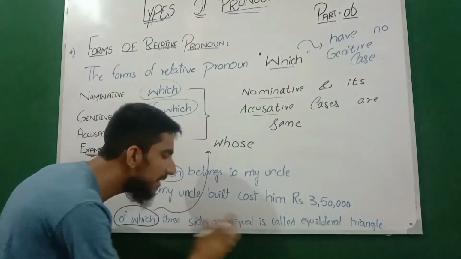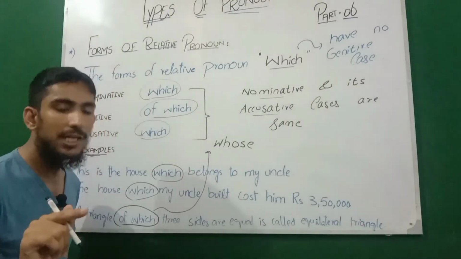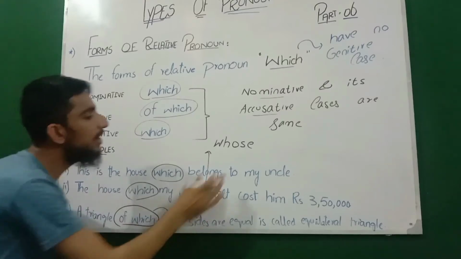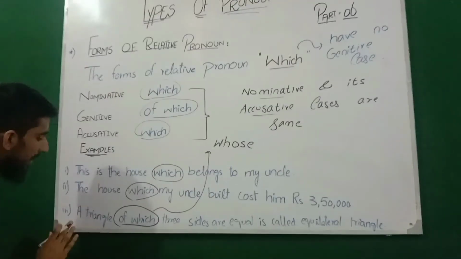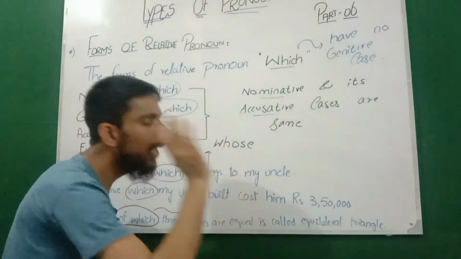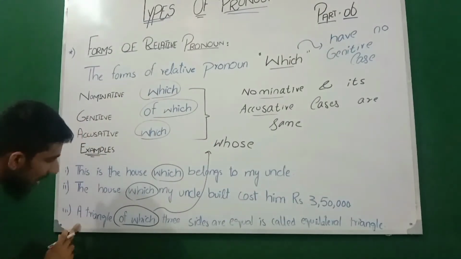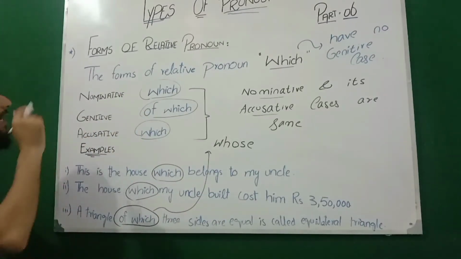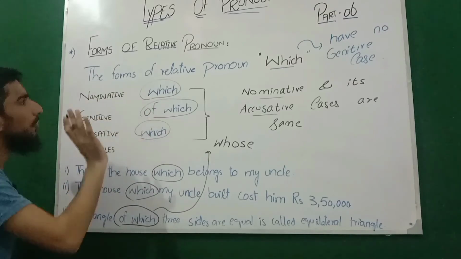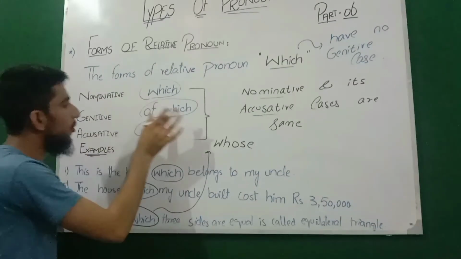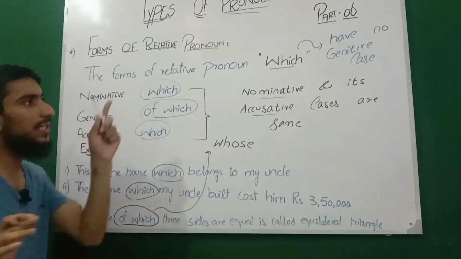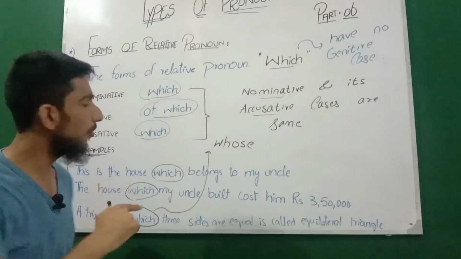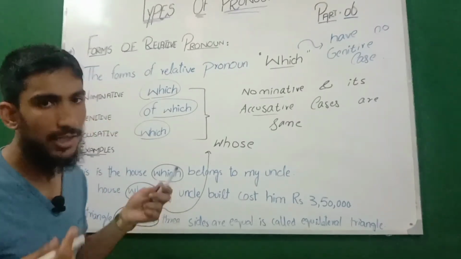Look at the example: a triangle of which three sides are equal is called an equilateral triangle. Now the modern English writers have written in their books that "of which" looks awkward, so they replace "of which" with "whose". So the sentence will be: a triangle whose three sides are equal is called an equilateral triangle. Hope you understand the concept of the genitive case of "which": in older English it was "of which", but nowadays we just use "whose" to show possession, to show ownership. So now we have discussed the relative pronoun "which".